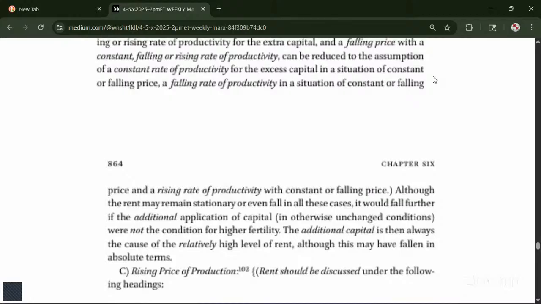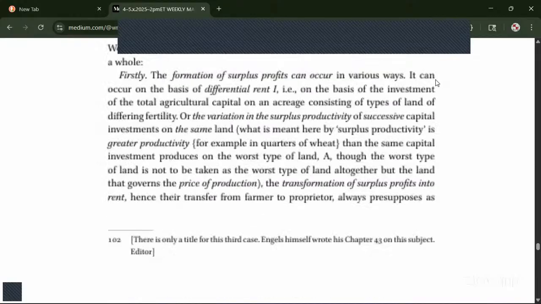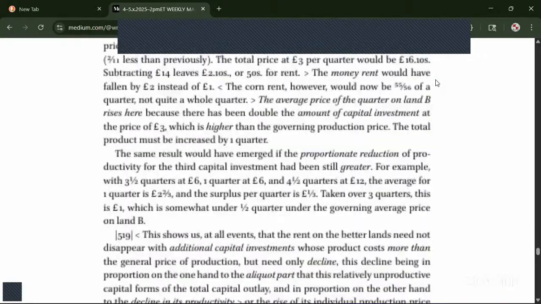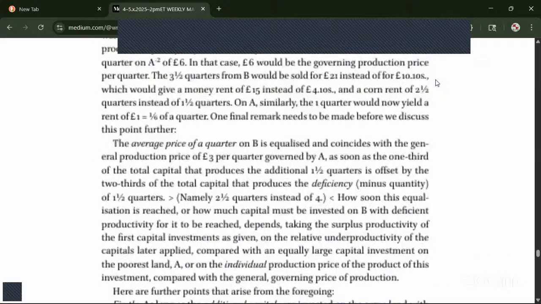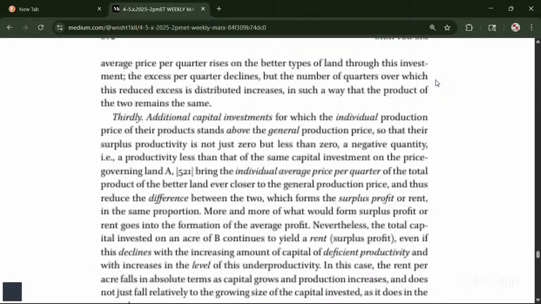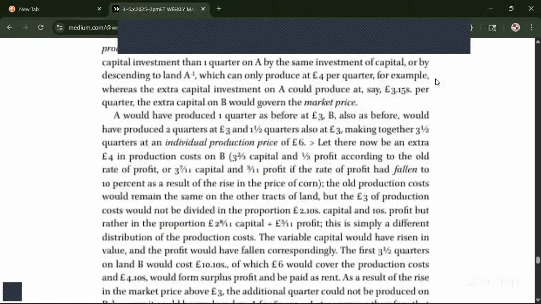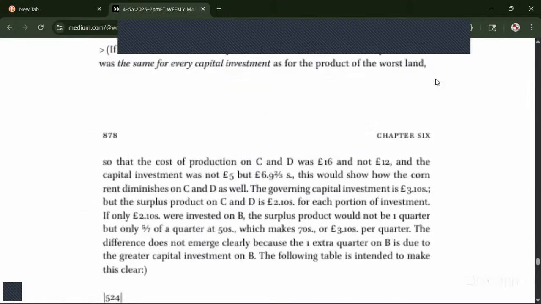Although the rent may remain stationary or even fall in these cases, it would fall further if the additional application of capital in otherwise unchanged conditions were not the condition for higher fertility. The additional capital is then always the cause of the relatively high level of rent, although this may have fallen in absolute terms. I will leave the listing of this for later, and since I've gone over my time, we may be able to complete this in the next session with a decent summary, but let me point out that the remainder does a lot of cogitation on these matters.